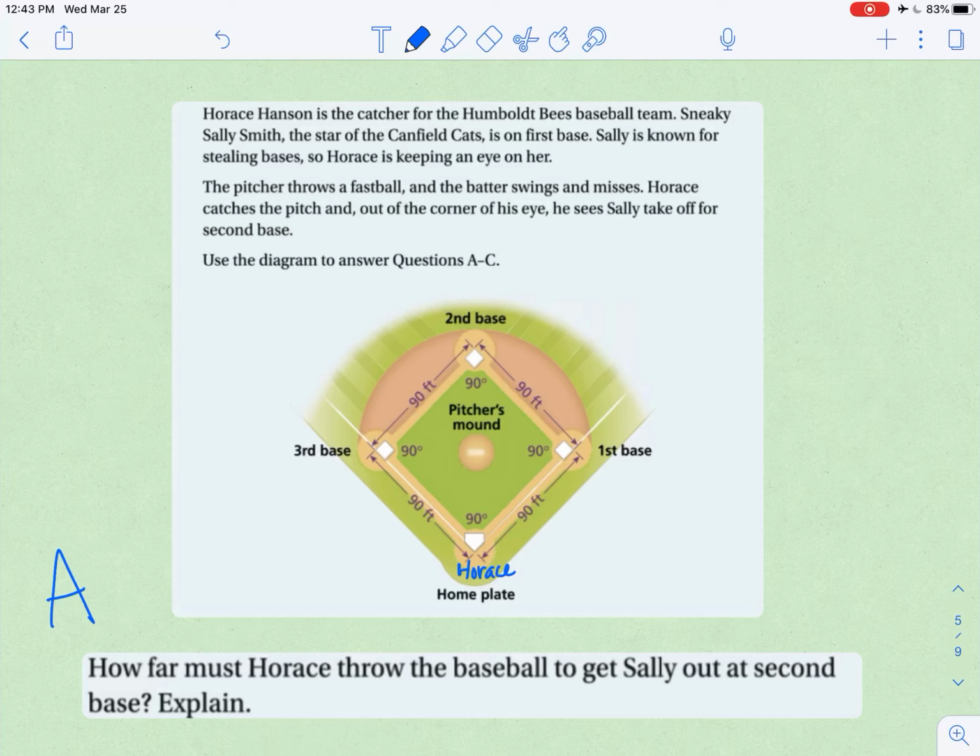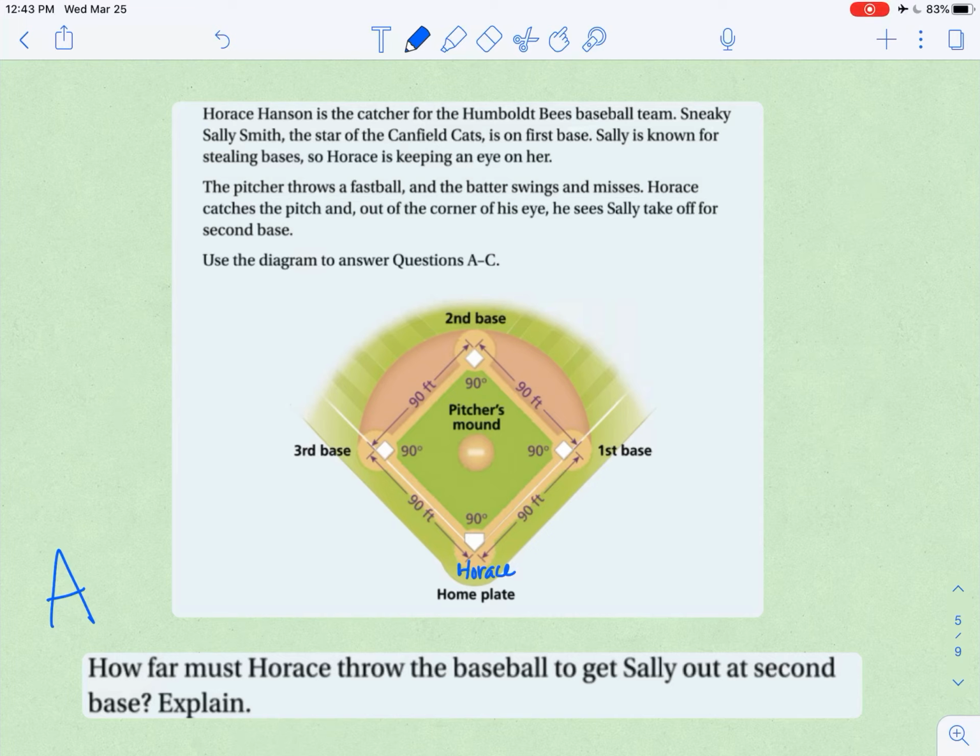The first question is asking, how far must Horace throw the baseball to get Sally out at second base? Explain. Two things when you're answering this question. One, make sure that you're answering the question in simplified radical form. And two, make sure you're remembering to explain how you're getting your answer. What steps did you take to find the answer? Both of those parts are helping me figure out what we understand so far.